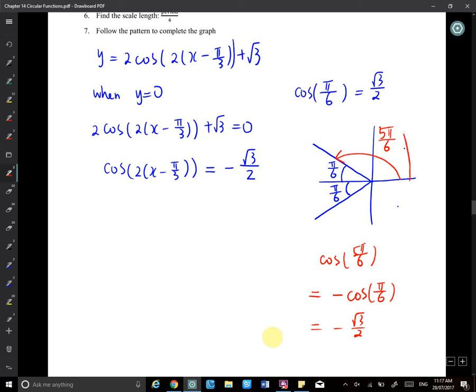And the next angle is this angle here. That's 7 pi over 6, pi plus pi on 6. Therefore, 2 bracket x minus pi on 3 equals 5 pi on 6 and 7 pi on 6.